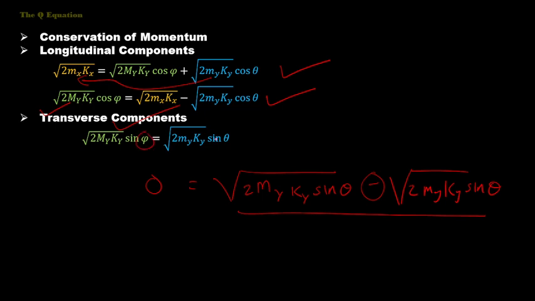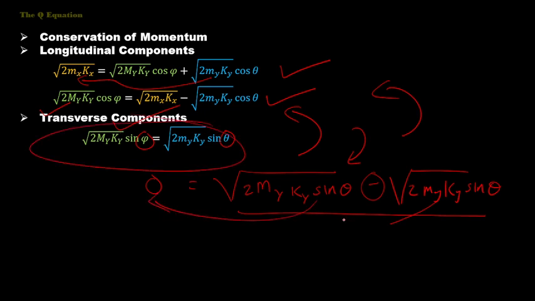Moreover, the angles phi and theta are measured from the longitudinal axis in opposite senses. So it is important to note that theta is measured in the anticlockwise direction and phi is measured in the clockwise direction. That's why we have a negative sign here. Had these angles been measured both in the anticlockwise direction, there would be a positive sign in this equation. So when this equation is rearranged, we get this equation for conservation of transverse momentum.